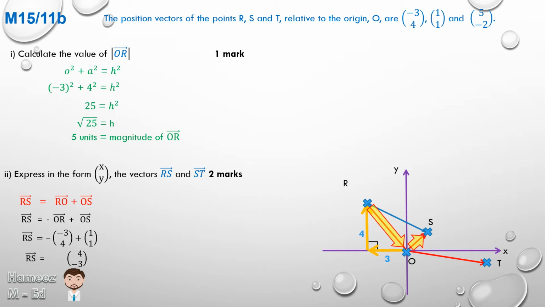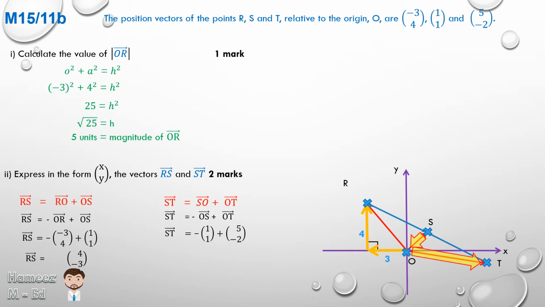Now, let's see, what else can we say? For ST now, to go from S to T, we move from S to O, and then we go from O to T. So we don't have SO, but we have OS. So that will be the negative of it. So if we substitute, we get ST is equal to minus OS because it's the same length but the opposite direction, plus OT. So that means that if we substitute, we get minus (1, 1) plus (5, -2), minus 1 plus 5. If we're solving, will give us 4, and minus 1 plus minus 2 is minus 3.